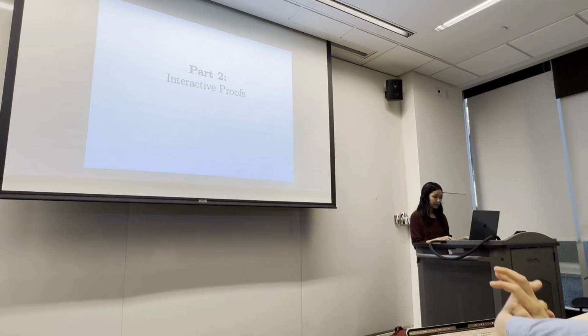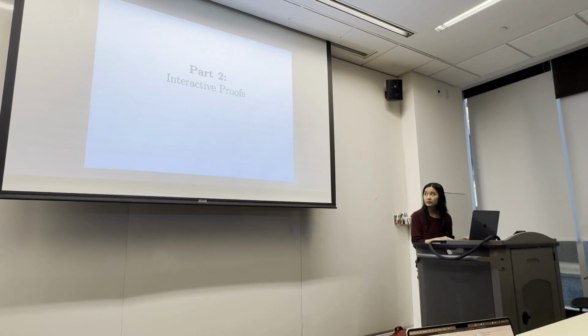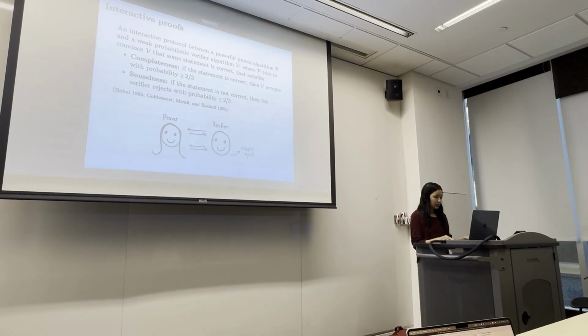So this brings us to part 2, which is interactive proofs and cryptography. An interactive proof is a protocol between a powerful prover and a weak verifier, where the prover tries to convince the verifier of some statement. At a high level, it seems like it really applies to this scalable oversight problem. In more detail, it's an interactive protocol between a powerful prover P and a weak probabilistic verifier V. P is going to try to convince V that some statement is correct.